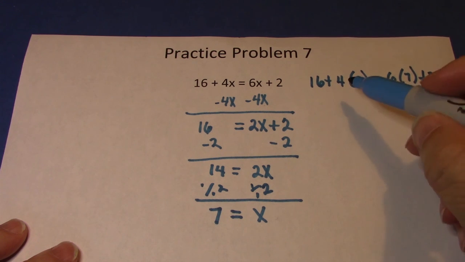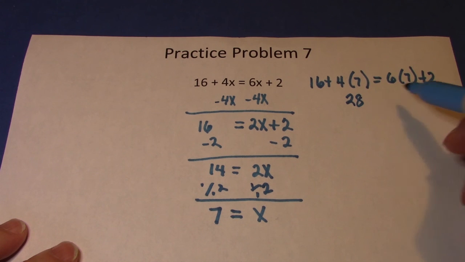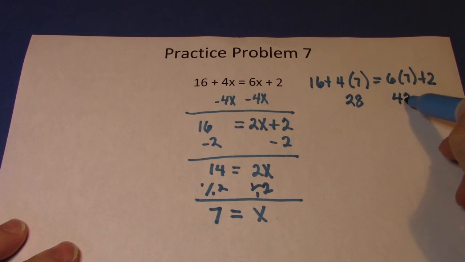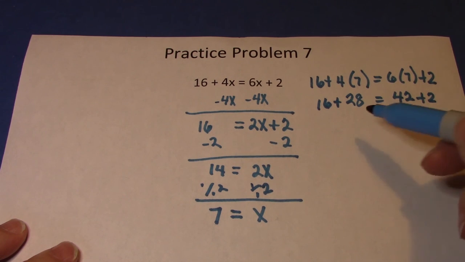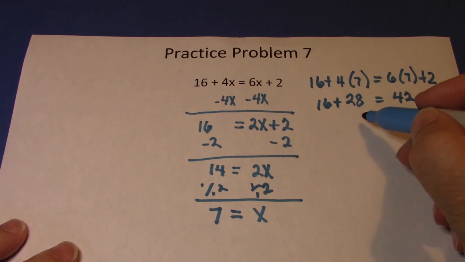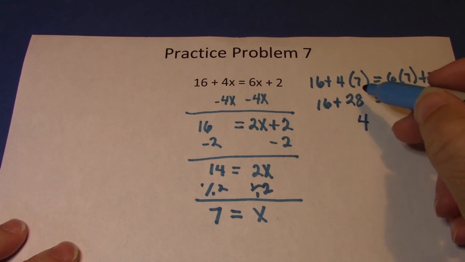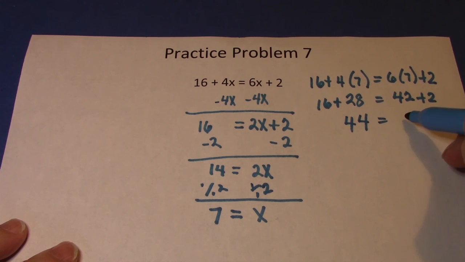Okay, let's do our multiplication first. 4 times 7 is 28. 6 times 7 is 42. Bringing down the rest of that information. Okay, 16 plus 28. Well, 6 plus 8 is 14, and that's 44. And 42 plus 2 is 44. Fantastic. 44 equals 44.